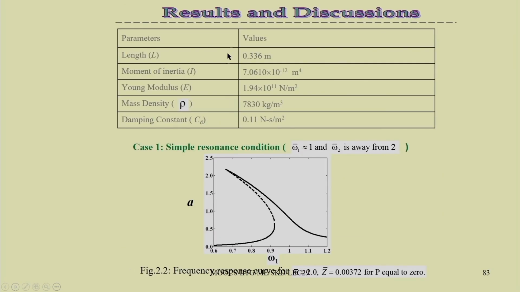We will see some results for all these 3 cases, taking similar system parameters, so we can study these 3 resonance conditions. In the case of the simple resonance condition, you can see the response is like this. It is having the softening effect.